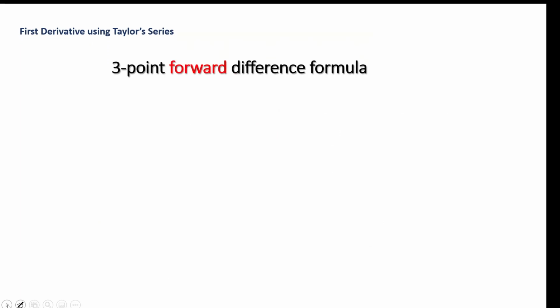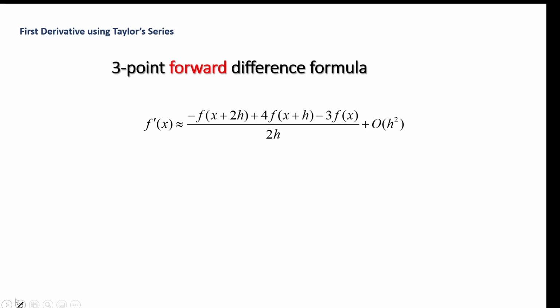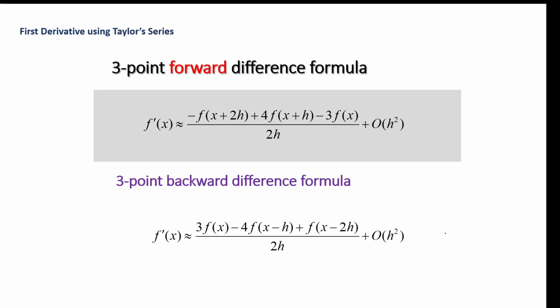Okay, we have the 3-point forward given by this formula. For the 3-point central, 3-point forward and backward, the truncation error is exactly order h squared. To get the truncation error, we can derive the 3-point forward and backward difference formulas using Taylor series expansions.